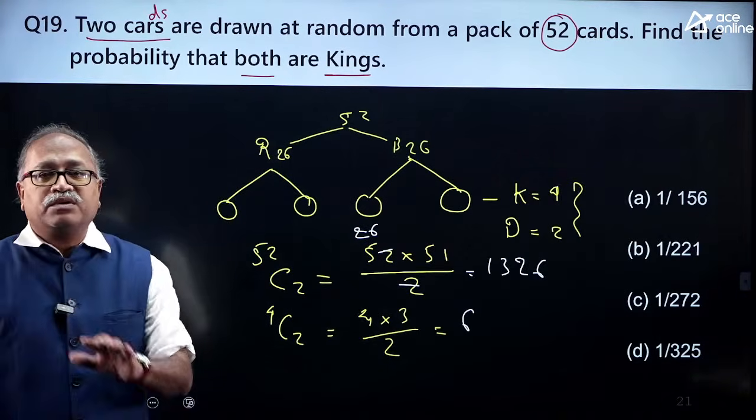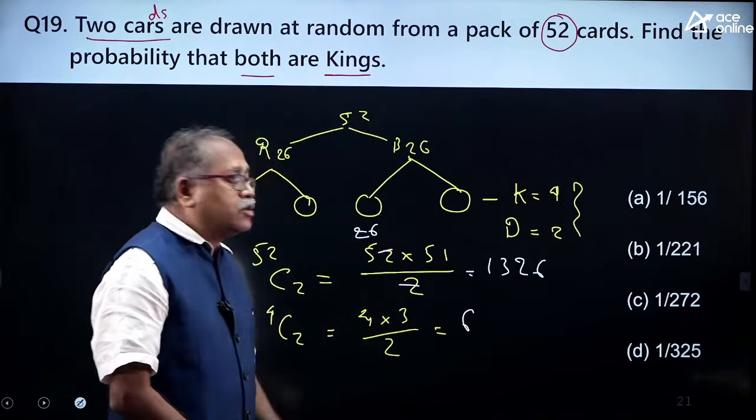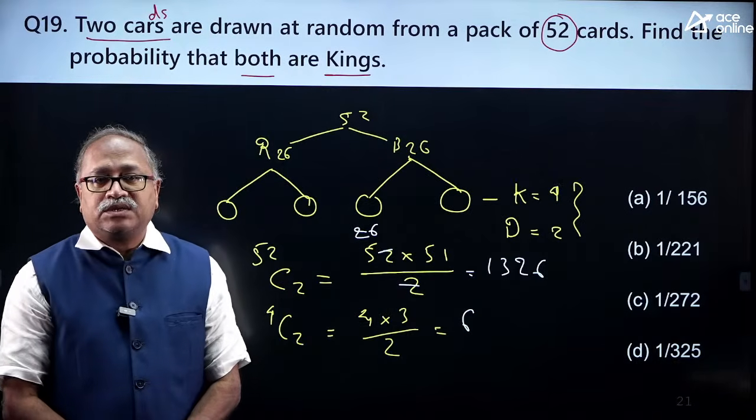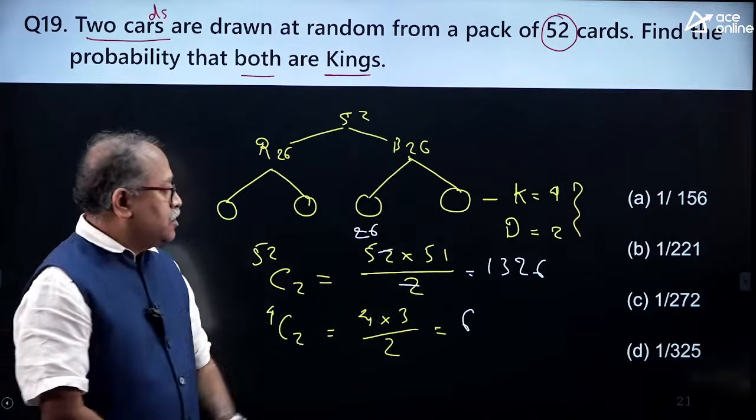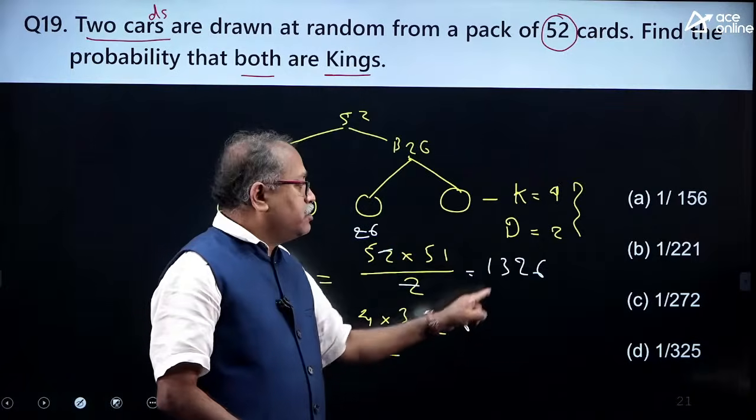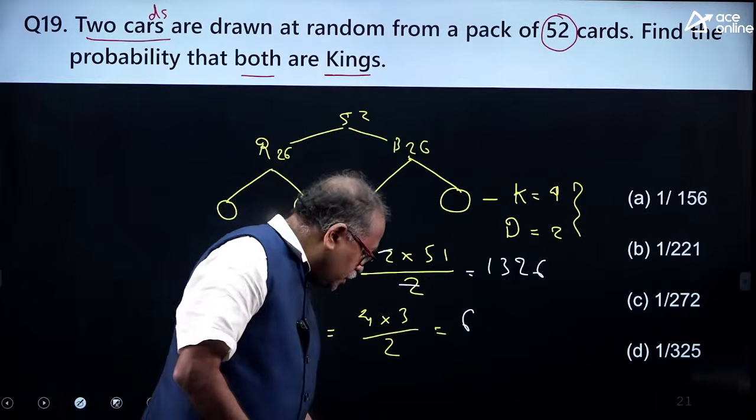So, you have the favorable outcome 6 and you have the total outcome 1326. What is your probability? Probability is favorable by total. Now, has anyone answered it?